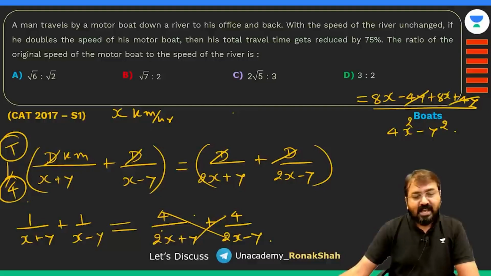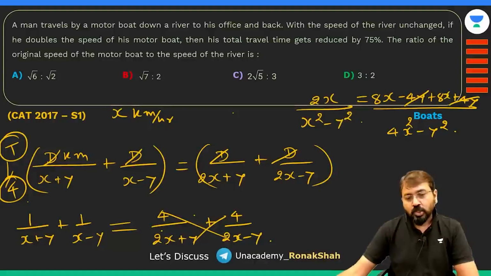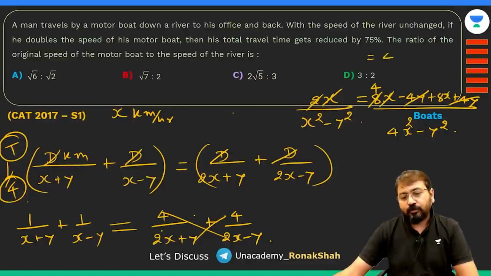On the left hand side, I'll get 2x divided by x square minus y square. Okay, so this x will get cancelled off. In fact, this will also become 4. So just cross multiply. So you will get 4x square minus 4y square, and on the left hand side this will come out.